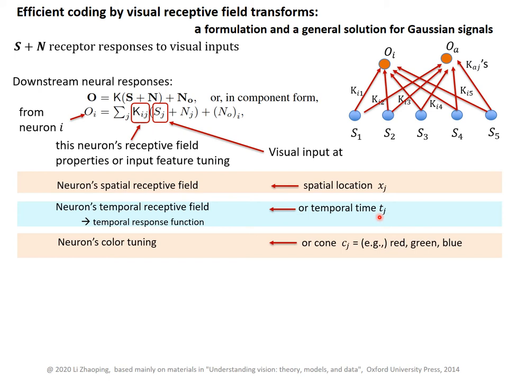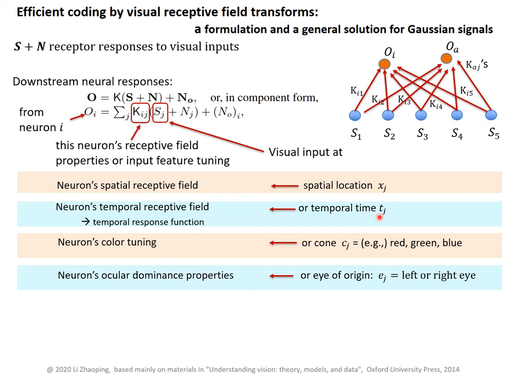And also Sj can describe inputs from different eyes, for stereo vision, binocular vision. So for instance, j equal to 1 for the left eye and j equal to 2 for the right eye. And then Kij will describe a neuron's ocular dominance properties. And Sj can also describe inputs combining all these input feature dimensions. So for instance, Sj can be a particular space-time conjunction or space-color conjunction, etc.